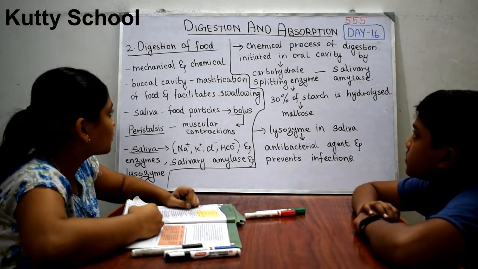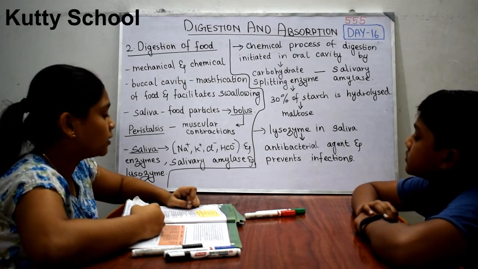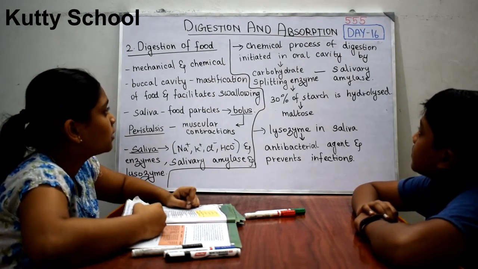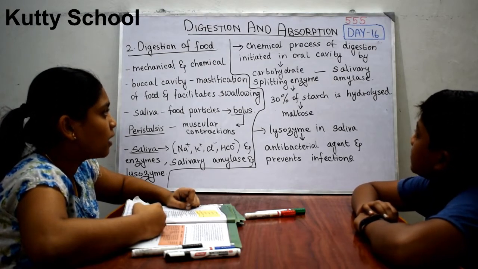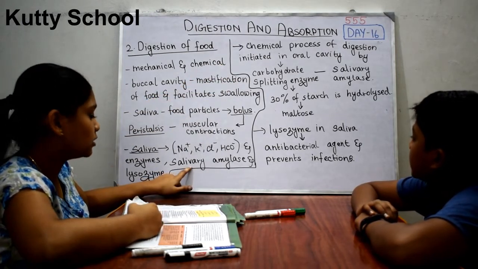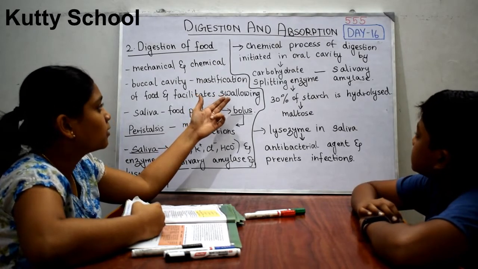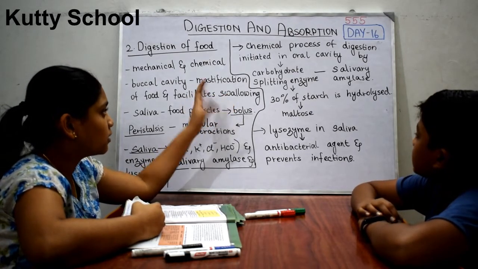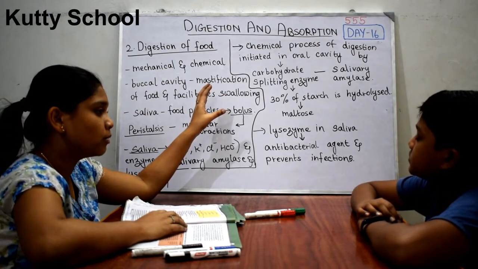And the chemical process of digestion is initiated in the oral cavity by a carbohydrate-splitting enzyme called salivary amylase, which is a part of saliva. It acts on food and initiates the chemical process of digestion.